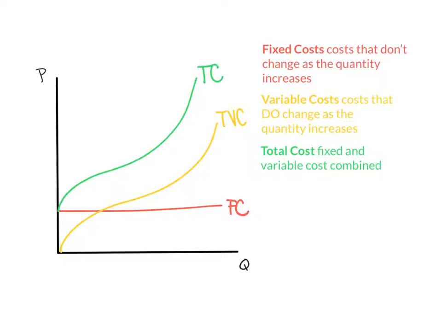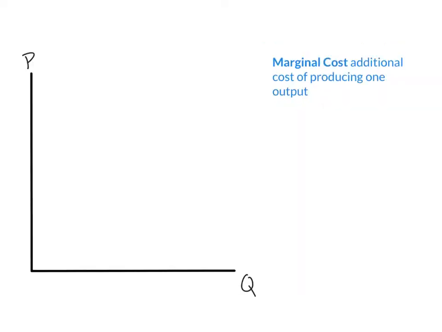Now, it's important to note where the total cost and total variable cost curves start. The total cost curve will start at the fixed cost because at a quantity of 0, the total cost is only going to be the fixed cost, whereas at a quantity of 0, the total variable cost is going to be nothing.